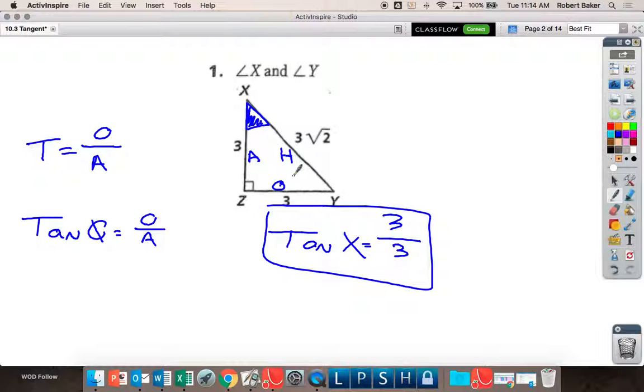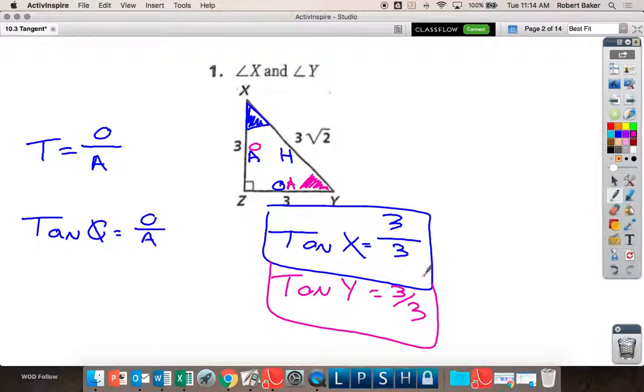What if I wanted the tangent of y? Tangent of angle y, now that's right here. So the opposite side is now this 3, and the adjacent side is now this 3. So setting up the ratio, 3 over 3. Okay, guys, I love tangent. Tangent's really easy to understand. Opposite over adjacent, never look at the hypotenuse for tangent.